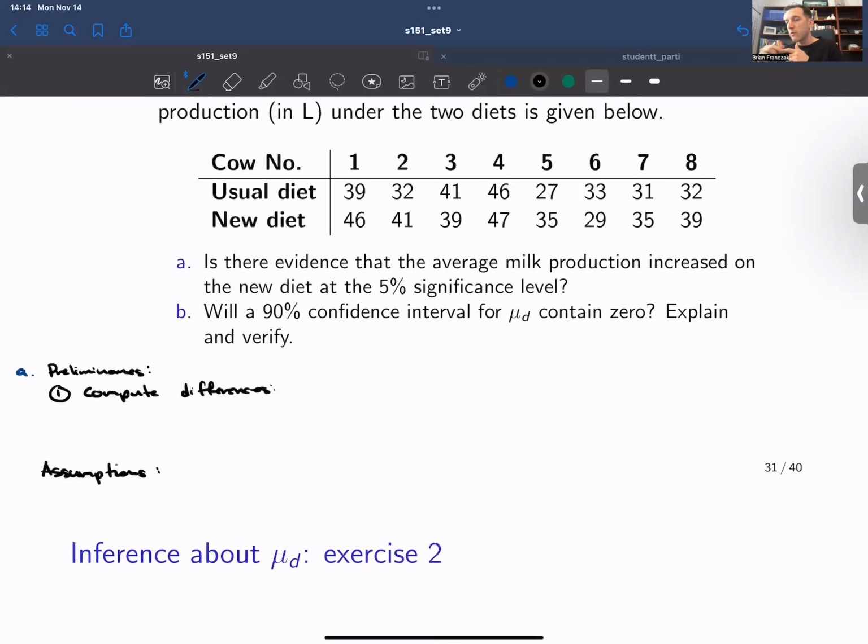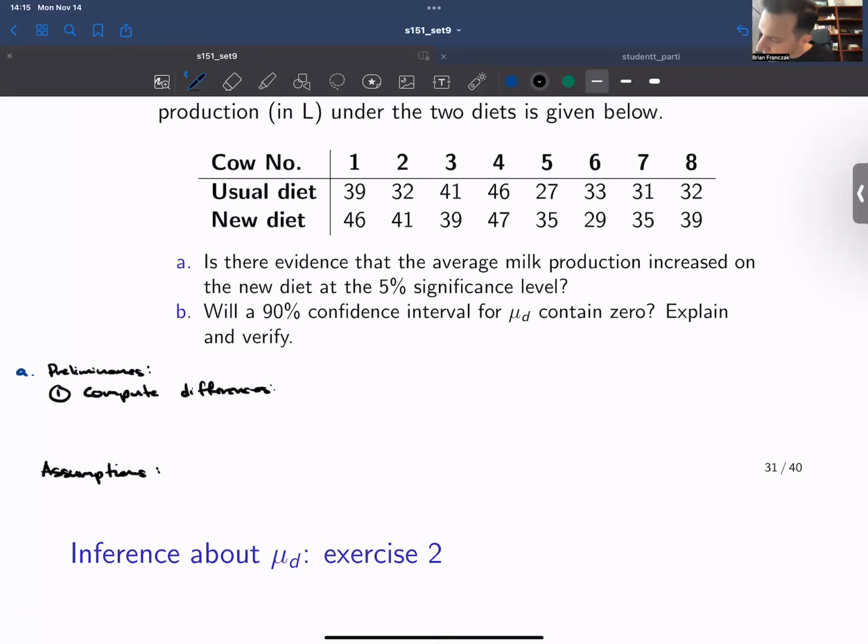And this would reflect the question in a fairly natural way. Again, you could take the usual diet and subtract the new diet values and then ask if those values are less than 0. That would be the exact same test and it would work out to give the exact same answer. So the direction in which we compute the differences is very important because it actually determines how the alternative hypothesis is going to be set up. So let's try it. Let's keep this very consistent with how the question's being asked.